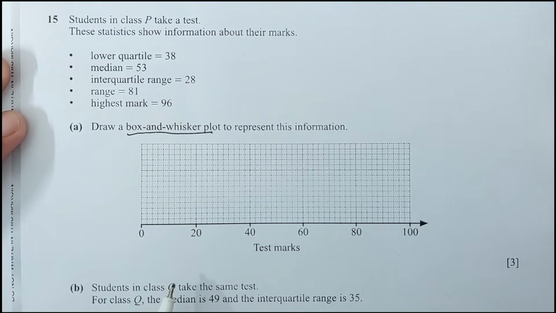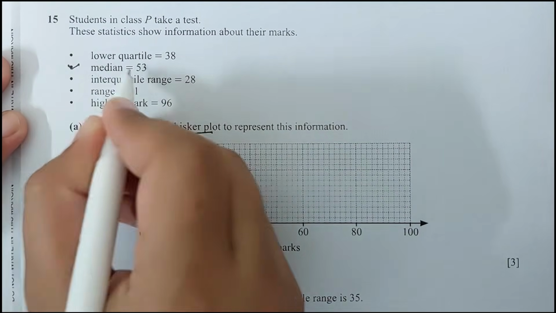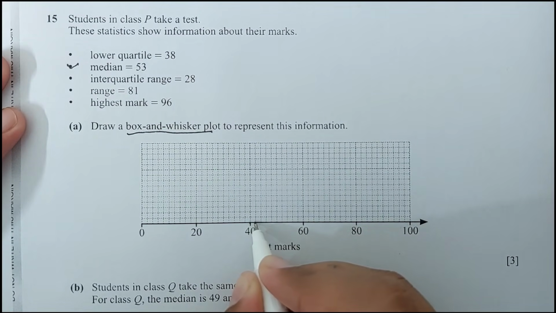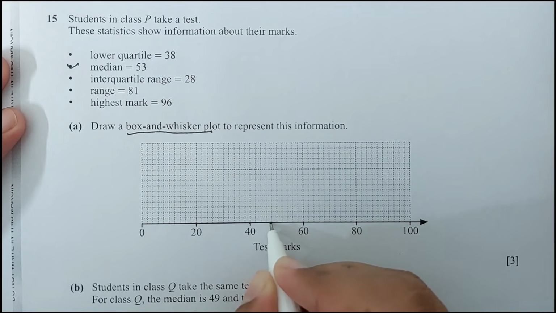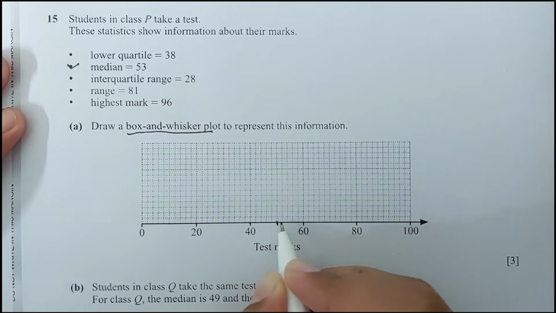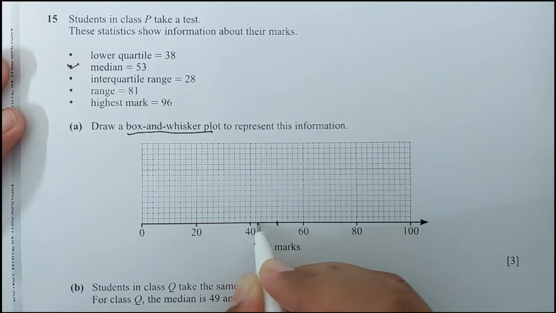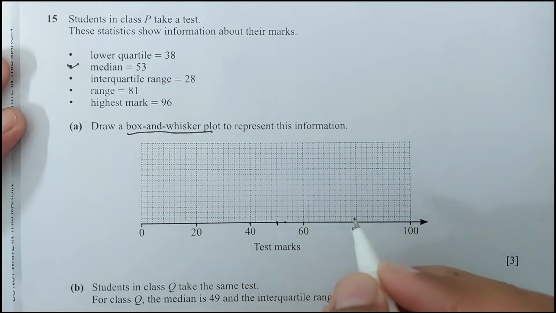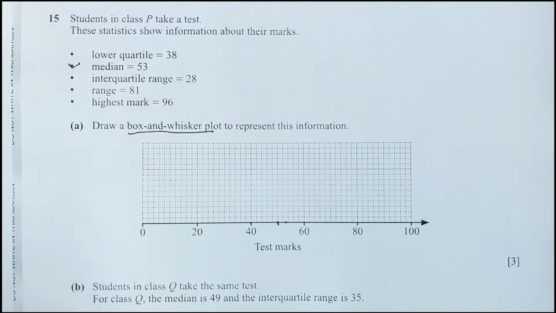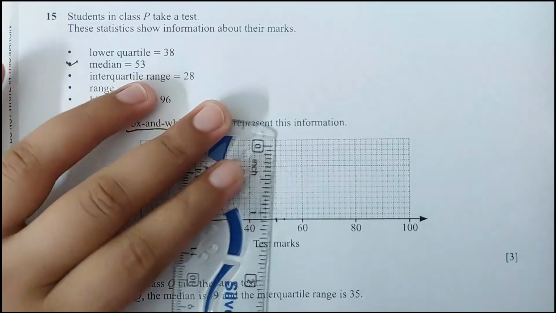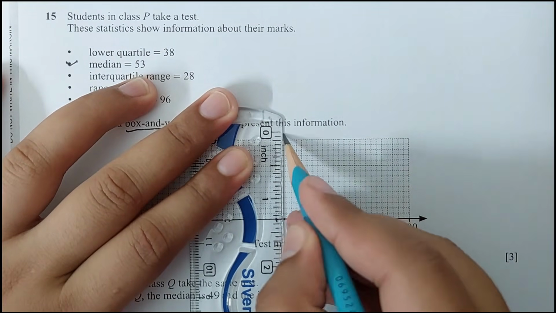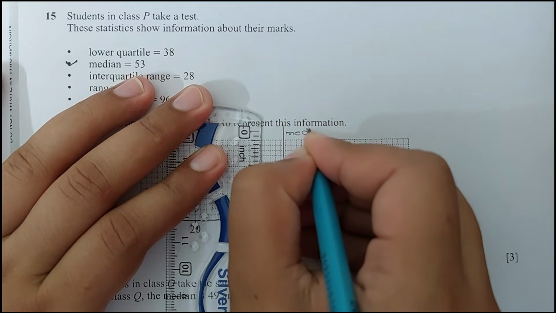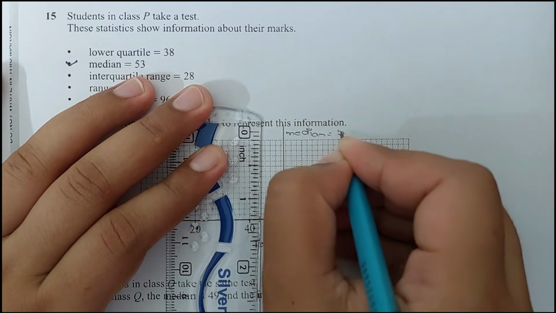At first we have to draw the median. The median is 53. So we have 40, 41, 42, 43, 44. This is 50 in the middle, right? This is 42, 44, 46, 48, 50, 52, and 53 is over there. So let me label the median first. Here is the median, that is 53.